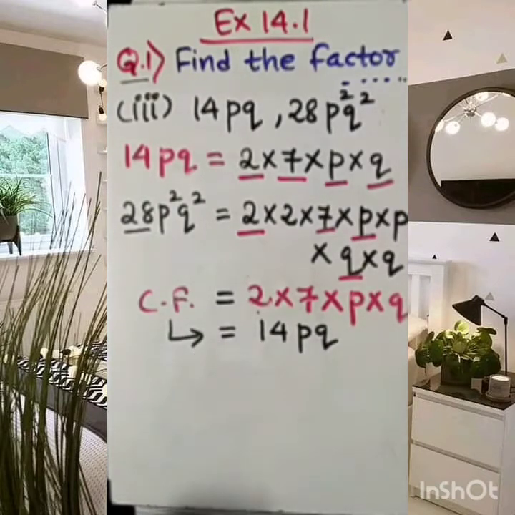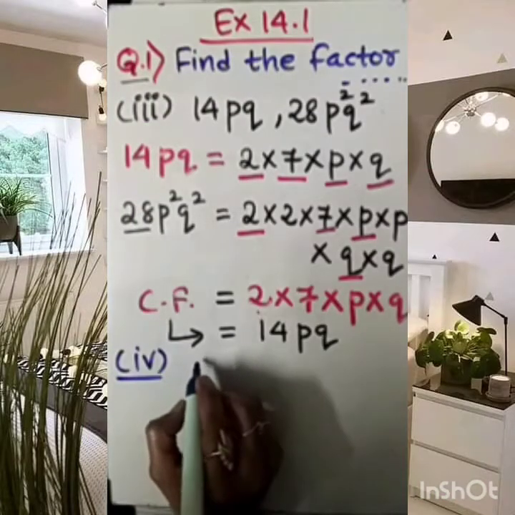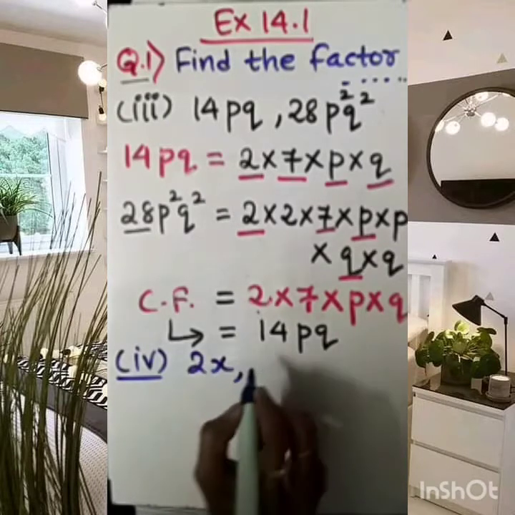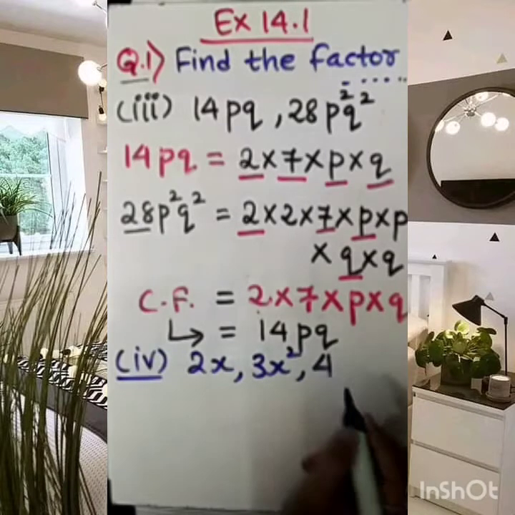Yes. Now, let's move on to the fourth question. In the fourth question we are given the first term is 2x, the second term is 3x square and the third term is 4.